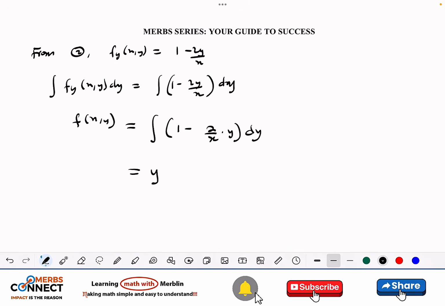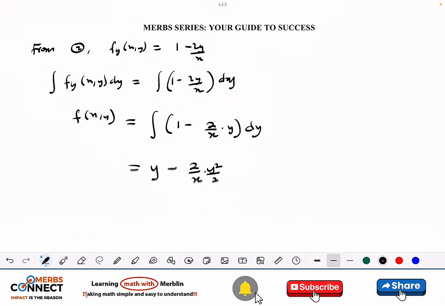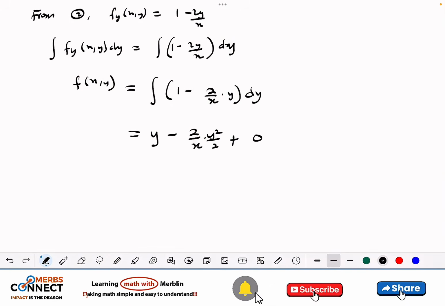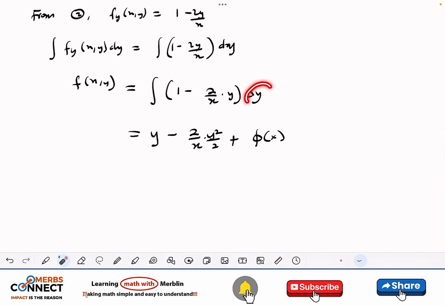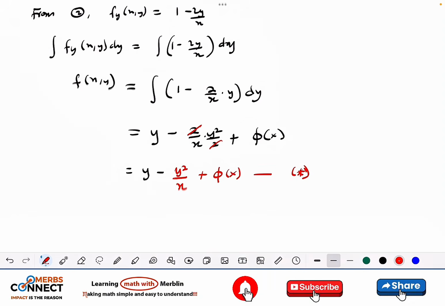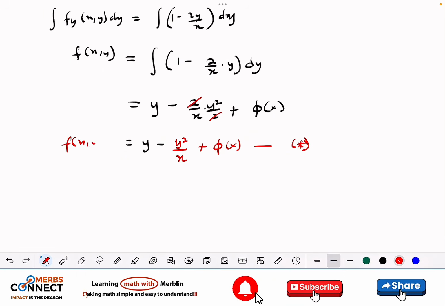So this will be y minus, now we are integrating y and this is a constant multiplying it, so this will be 2 over x, y squared over 2, right? Plus now a function in terms of x, because we are integrating with respect to y. So now I'm going to have y, these two will cancel, so I'm going to have y squared divided by x plus phi of x. And this is the special function that we are looking for. That is the star f of x, y.